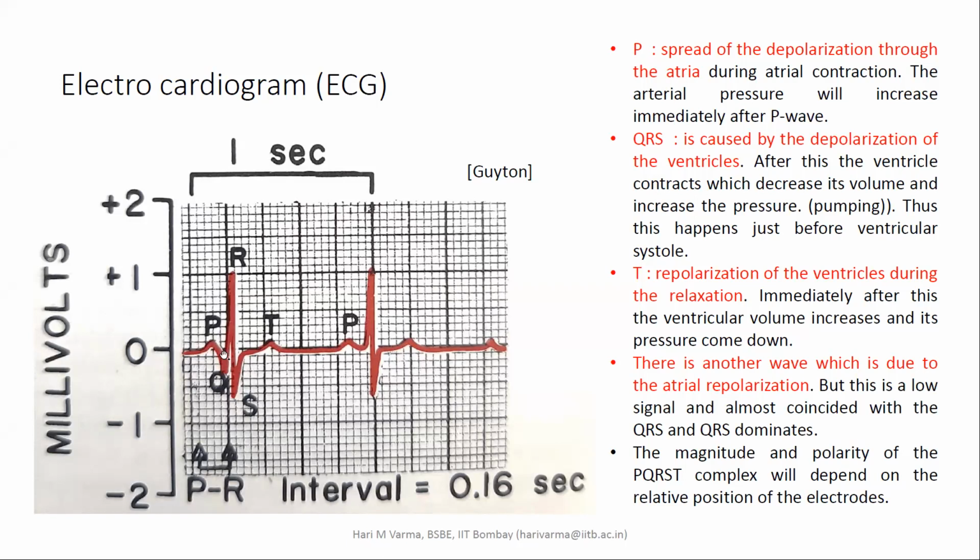Now, once the atria contracts, the ventricle will wait for some time because the signal has to reach the ventricle after a delay by the AV node, and then the ventricle will contract so that the pressure increases and we get the systole, or the blood is pumped. That time you will get another signal which is called the QRS. So this corresponds to the depolarization of the ventricle.